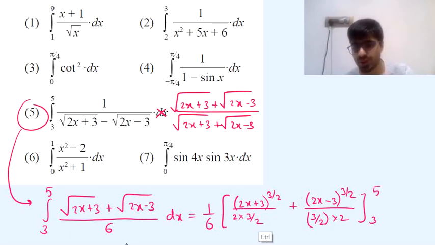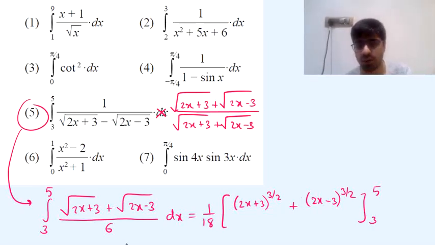Let's simplify the terms here first. So you can cancel off this 2 and 2 here. So the denominator of both the terms will be 3. You can pull out that 3 outside the bracket. Multiply that with 6 and you get 1 by 18.